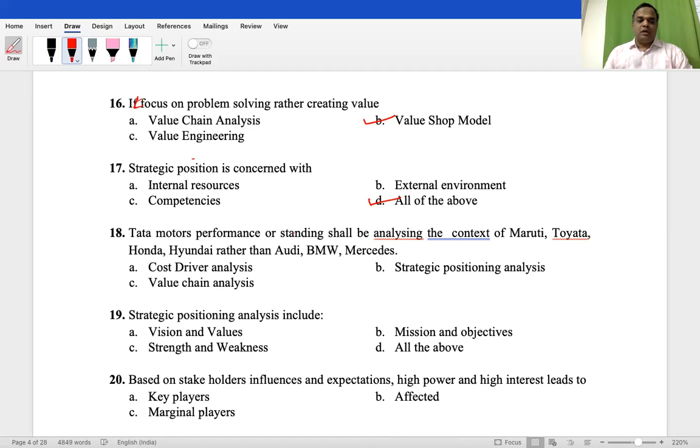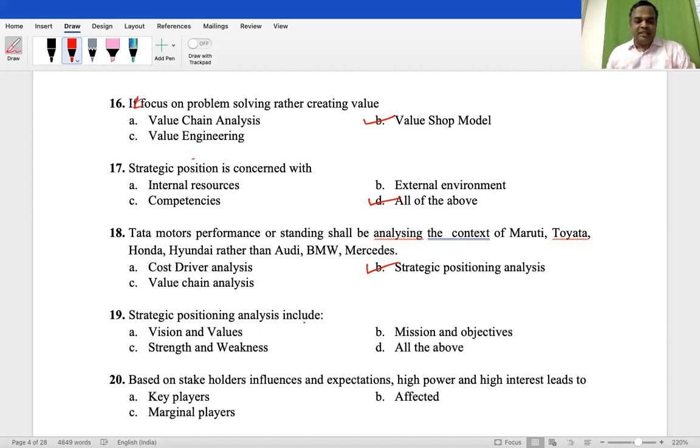Tata Motors' performance or learning shall be analyzed in the context of Maruti, Toyota, Honda, Hyundai rather than Audi, BMW, Mercedes. It comes under cost driver analysis, strategic position analysis, or value chain analysis. Strategic positioning analysis. Strategic positioning represents what our company's position is in the industry. That analysis is called strategic positioning analysis.